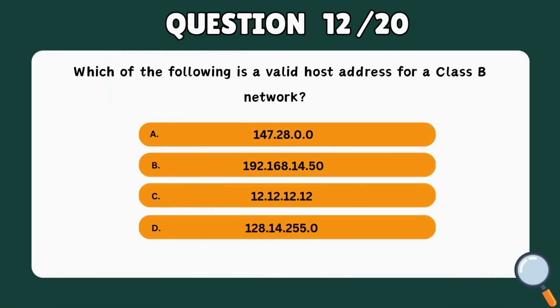Question 12. Which of the following is a valid host address for a Class B network? A. 147.28.0.0. B. 192.168.1.4. C. 12.12.12.12. D. 128.14.255.0. Correct answer: D. 128.14.255.0.